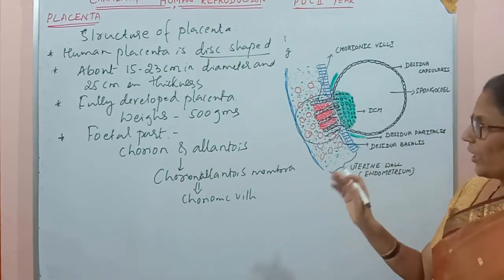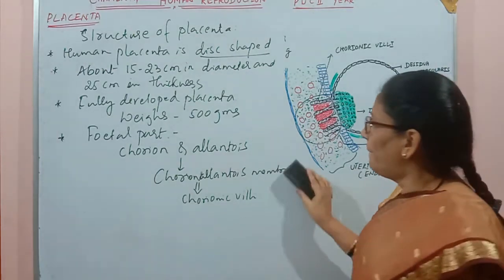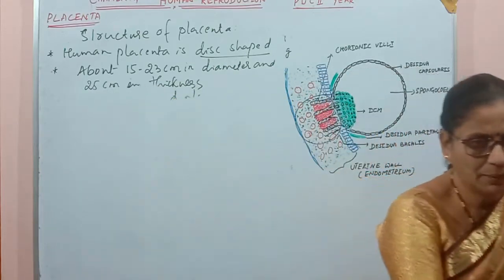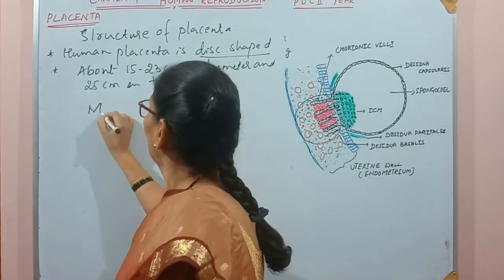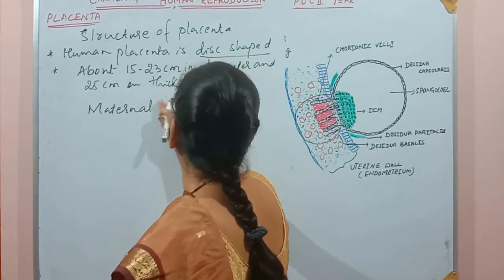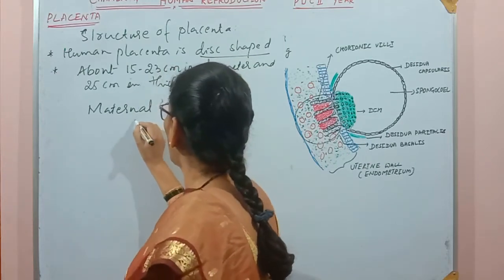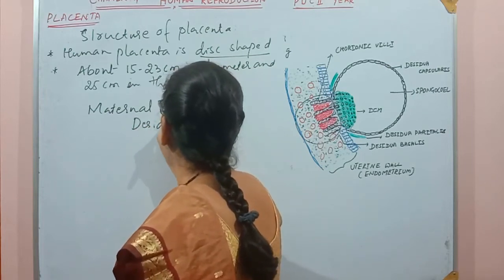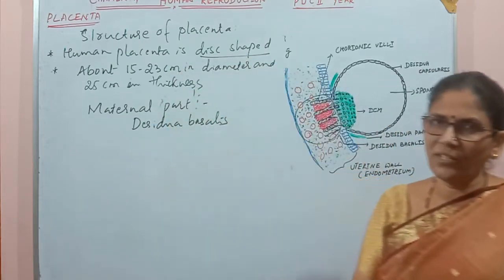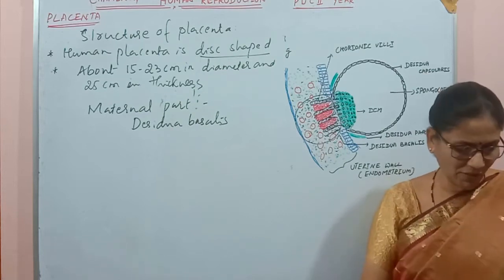The maternal body tissue, or maternal part, which takes part in placenta formation is the decidua basalis. Decidua basalis is the portion of the decidua which takes part in the formation of the placenta.